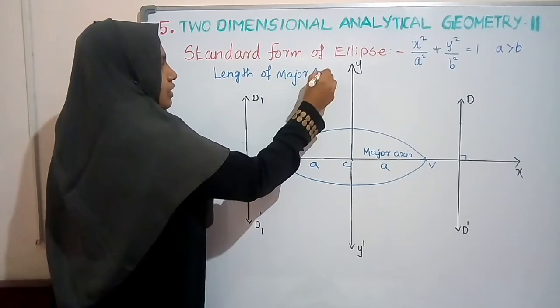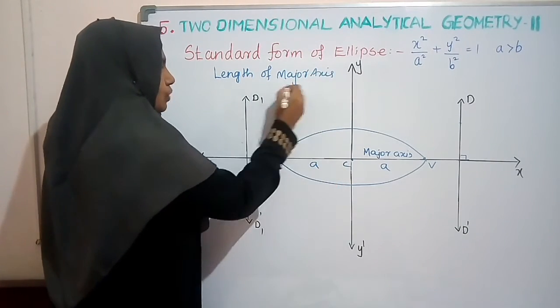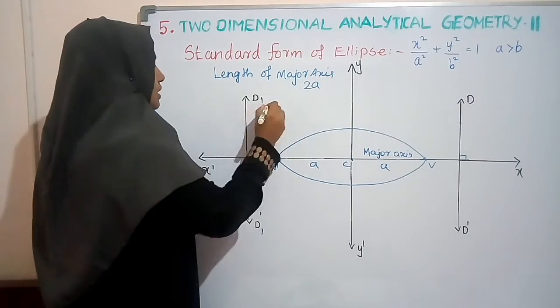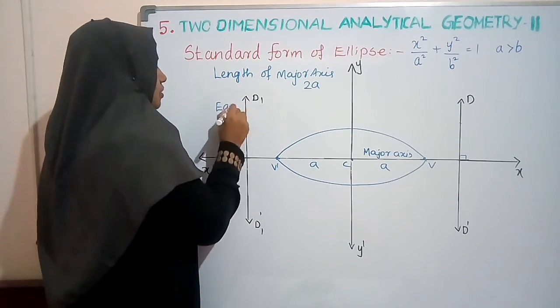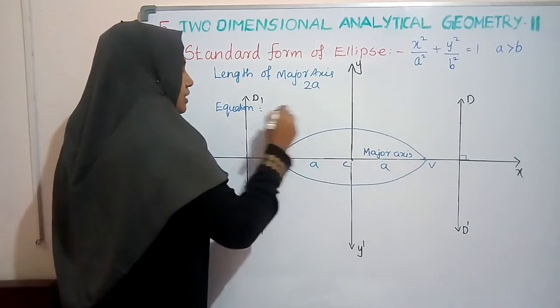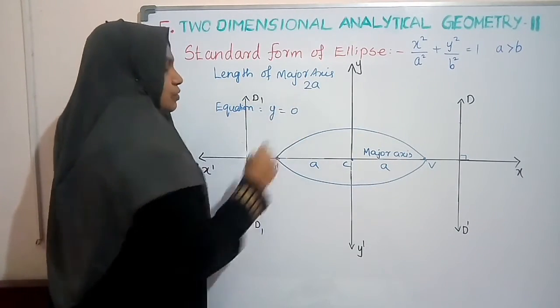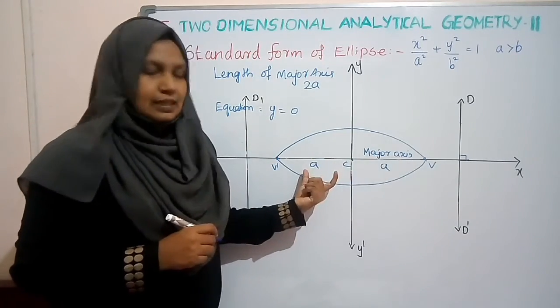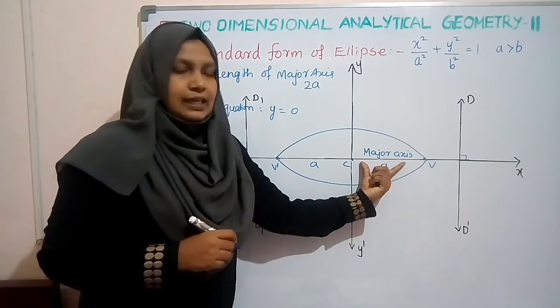Length of major axis is 2a and it is the x-axis. So its equation is, what's the equation of x-axis? y is equal to 0. Okay, so the major axis here is the x-axis and this length a is greater than b.